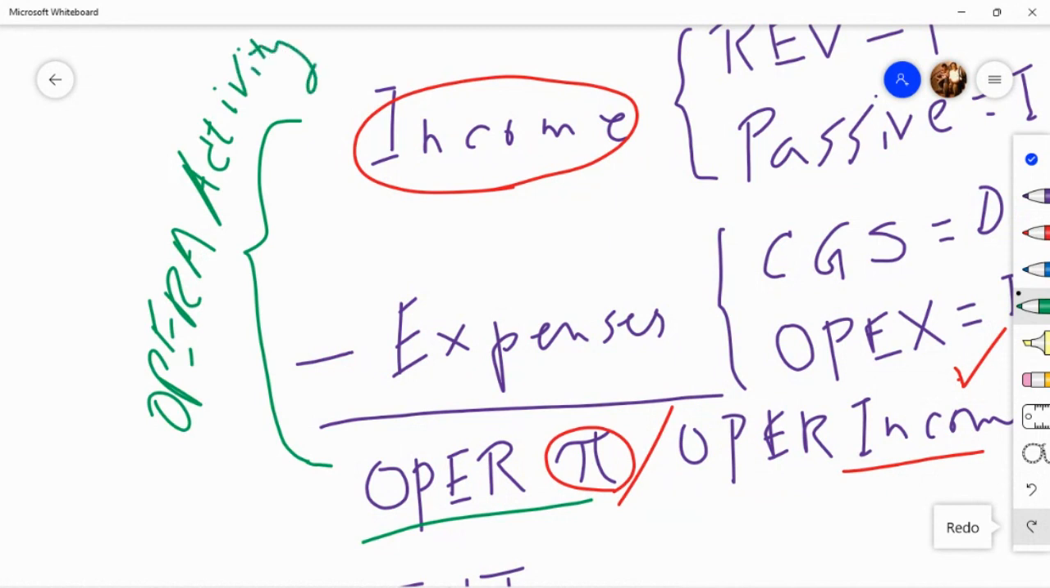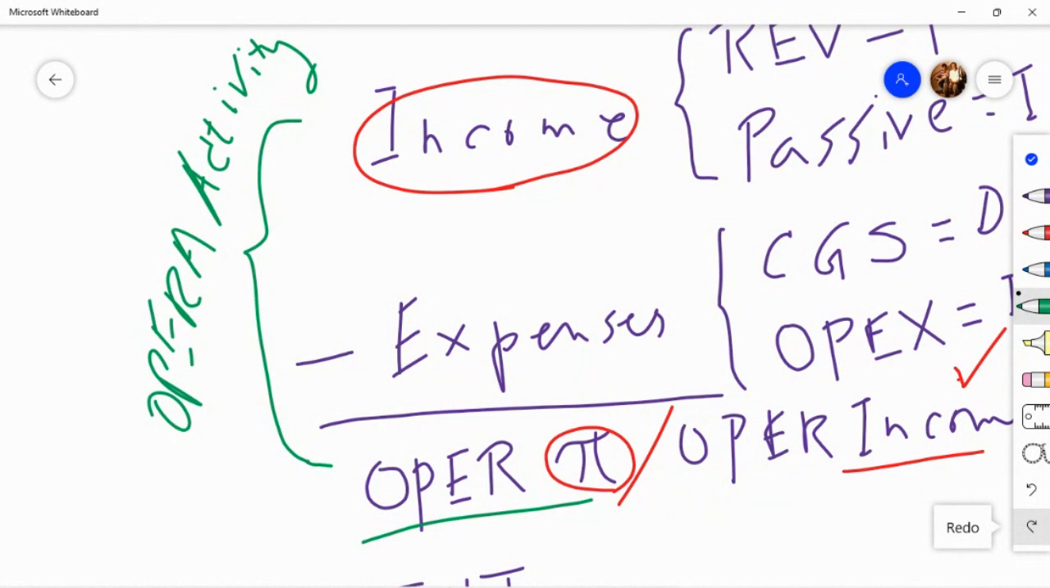Now think about it. What is an operating activity? Of course, operation can mean surgery, medically. Militarily, it means a military operation. Operating a machine. Operation can mean a lot of things. But for business, right?